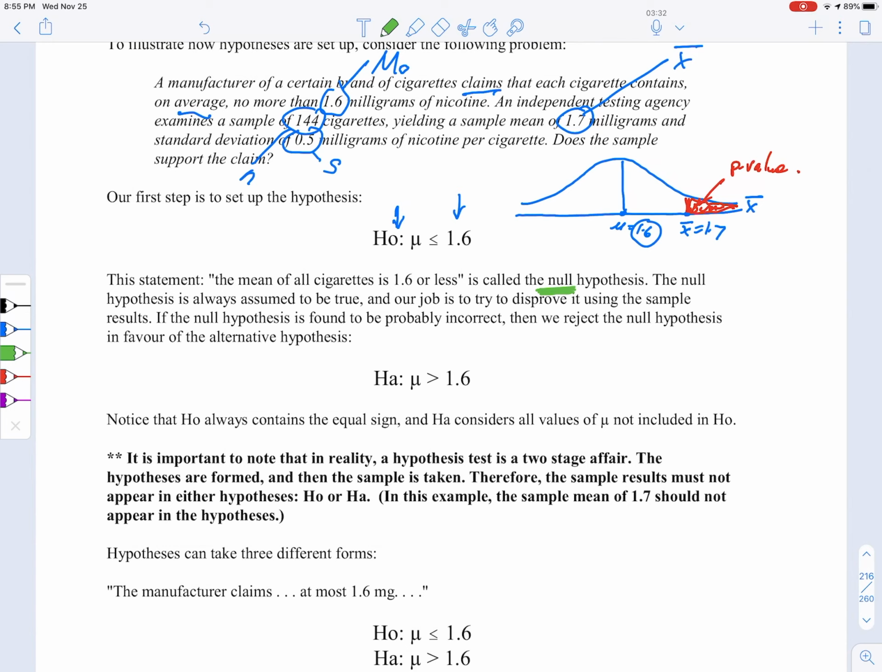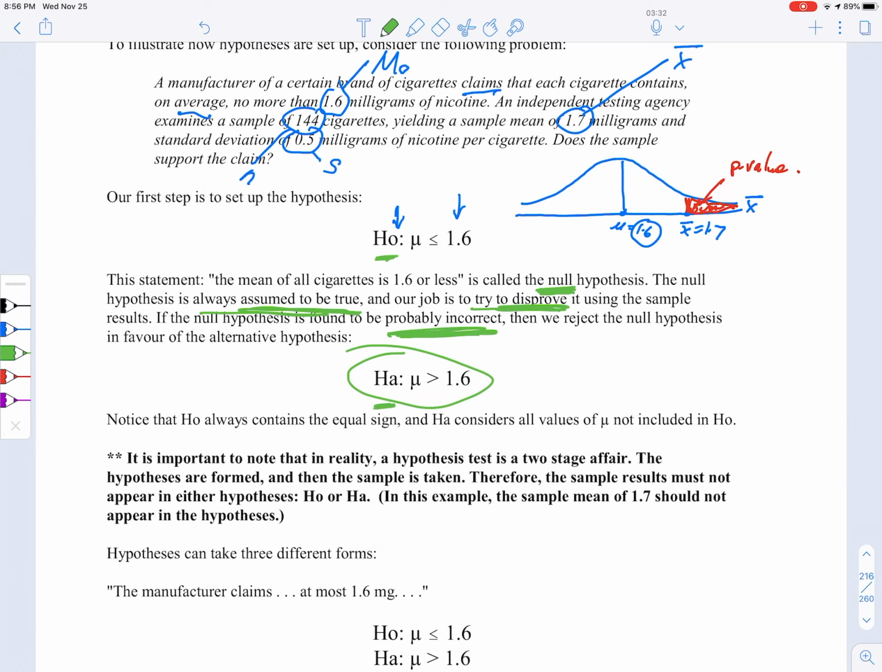Otherwise, they would say there isn't enough evidence to say that they are not meeting the standard. So what we have here then is the null hypothesis is always assumed to be true. And our job in statistics is to try to disprove it by using the sample results. If the null hypothesis is found to be probably incorrect, then we reject the null hypothesis in favor of the alternative hypothesis. So that's what the A stands for, is alternative.